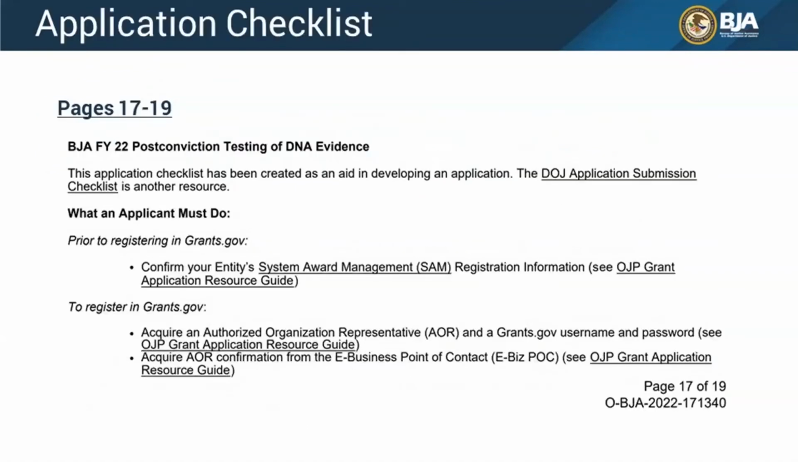All right, once you have finalized all of the documents you believe you needed to pull together for your application, you can turn to your application checklist found on pages 17 to 19 to make sure you followed all of the required steps for a successful application. This here on the screen is a screen grab, but the full checklist is in the solicitation, starting on page 17 and ending on page 19.